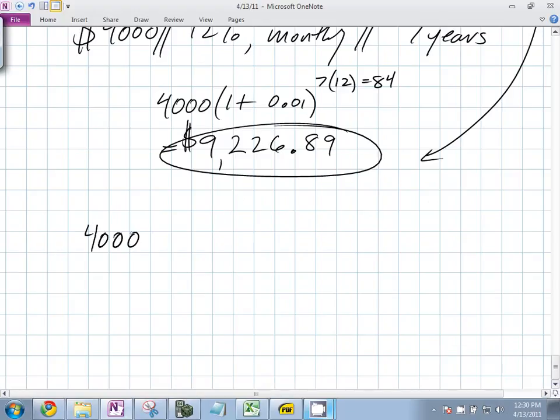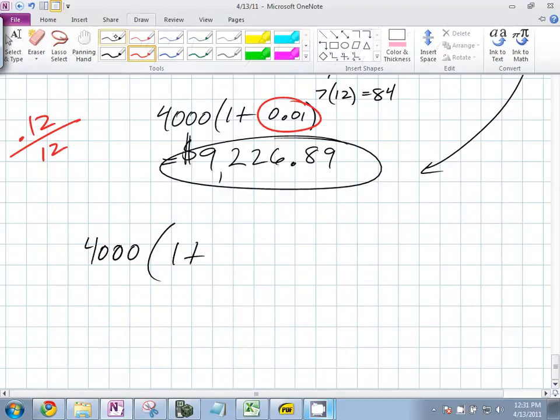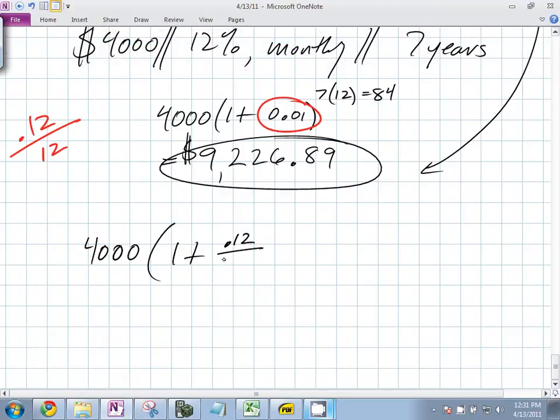How did we get 0.01? Can someone tell me how we got 0.01 right here? You took 0.12 divided by 12. So if we do daily, what is that going to be? 0.12 divided by what? Let's use 360, just for standardization. 30 days in a month, 360 days in a year, just for standardization. And what power are we going to raise it to? 7 times 360. Use 360.